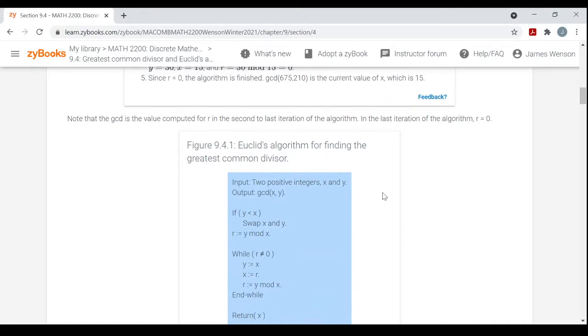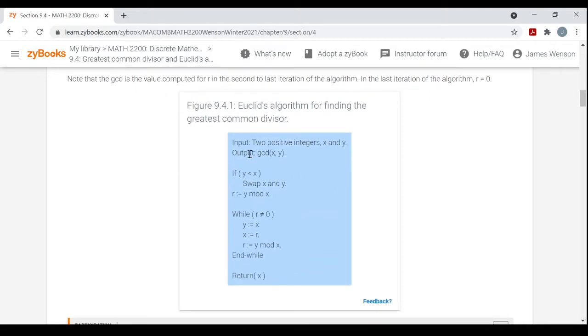Oh, well, before we get to paper, it looks like they write out Euclid's algorithm for finding the greatest common divisor in pseudocode. So the output is going to be the greatest common divisor of x and y. If y is less than x, they switch them so that the smaller number is on the left and the larger number is on the right. And then they assign r to be y mod x.